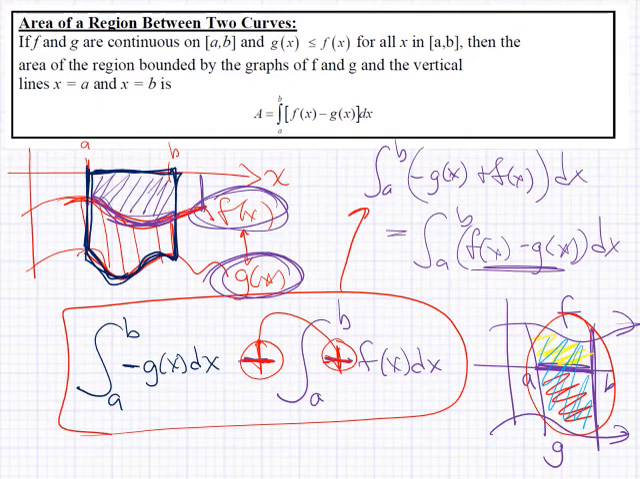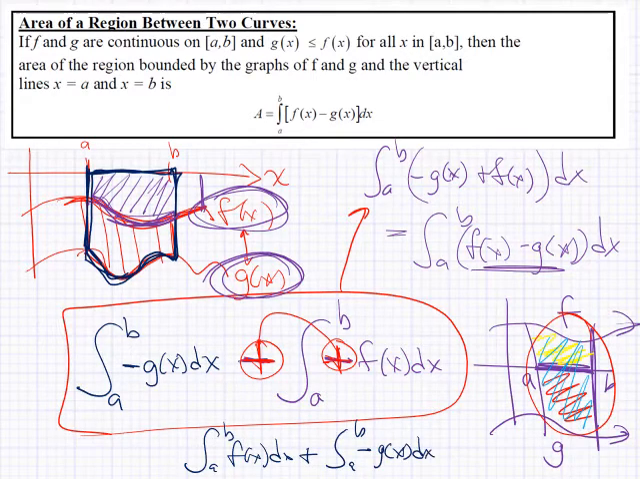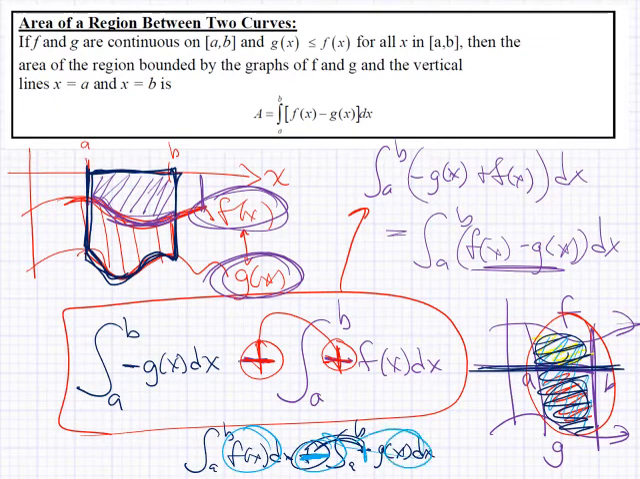Well, what would I get? I would get the integral from a to b of f of x dx, which would be the yellow one, plus the integral from a to b of negative g of x dx, which would be the red one. And if I add them together, again, the yellow plus the red should give me the blue, which is the total area between. Remember, the x-axis happens to be in between. But since this is a negative, if I add the negative, isn't that the same thing as just plain old subtraction? And so I'm still f of x minus g of x.